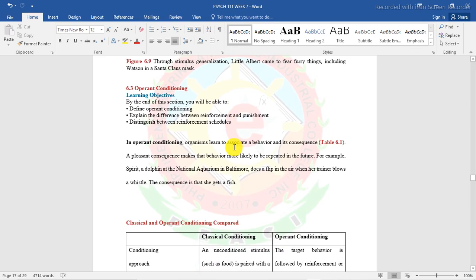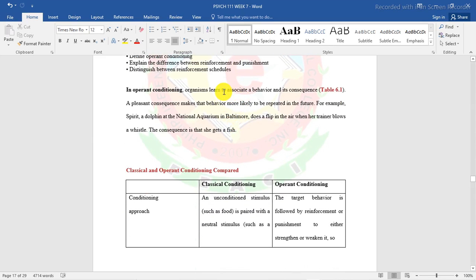How about operant conditioning? Okay, so in operant conditioning, organisms learn to associate behavior and its consequences. Okay? So, natututo tayo ng behavior sa mga consequences nito. For example, may reward, so paulit-ulit natin ginagawa yan. Example, gawin ko to para malaki yung grado ko. Hindi ko to gagawin kasi baka lumiit yung grado ko. So, a pleasant consequence makes the behavior likely to be repeated. So, pag maganda yung consequences ng action mo, uulit-ulitin mo yung isang bagay.